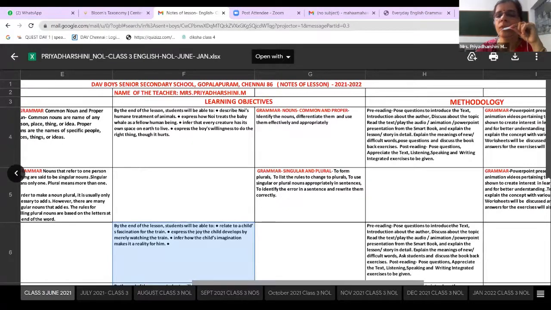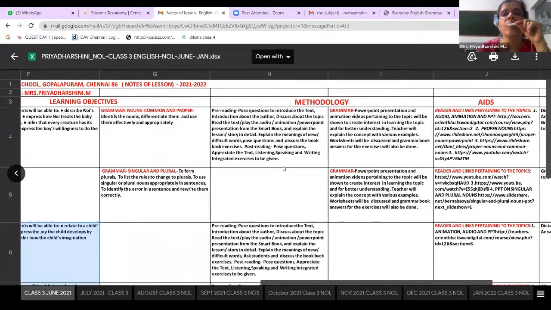Teachers, are you able to see? Yes. Methodology: first we have the pre-reading. See, pose questions to introduce the text. All these things you are supposed to write in your lesson notes. Okay, these are the points. So please, if you want, you can take down the subtopics also, whatever I am mentioning. One sample, of course, I will try to upload in the WhatsApp. I'll try to share it also.